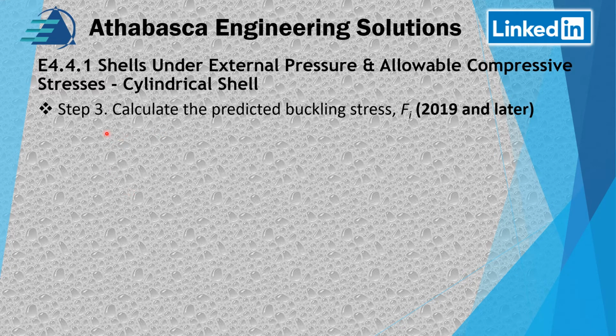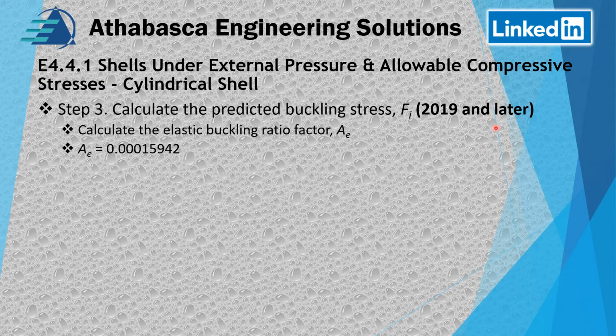So I'm going to deviate here a little bit. We're going to look at step 3, which is the predicted buckling stress. This is for 2019 or later. This got really complicated, I'm going to tell you that. So they calculate the elastic buckling factor ratio, AE, which is shown here.